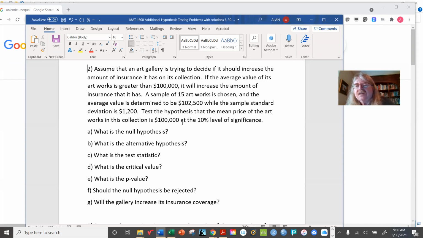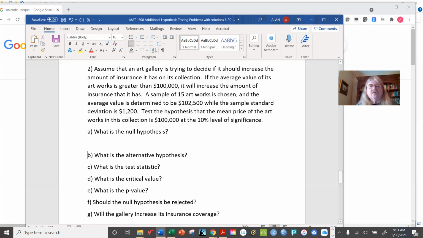Okay, now in this case, they only care if the mean is above 100,000. If not, they won't take any action. So we're trying to prove whether or not the mean is above 100,000, or in other words, whether or not it makes sense to increase our insurance coverage. Now, obviously, that's going to cost more money, but we don't want to be caught short if crooks come into our gallery and steal our works. It does happen. There have been lots of art heists throughout history. And you don't want to be the one who gets on TV because your art gallery was robbed.